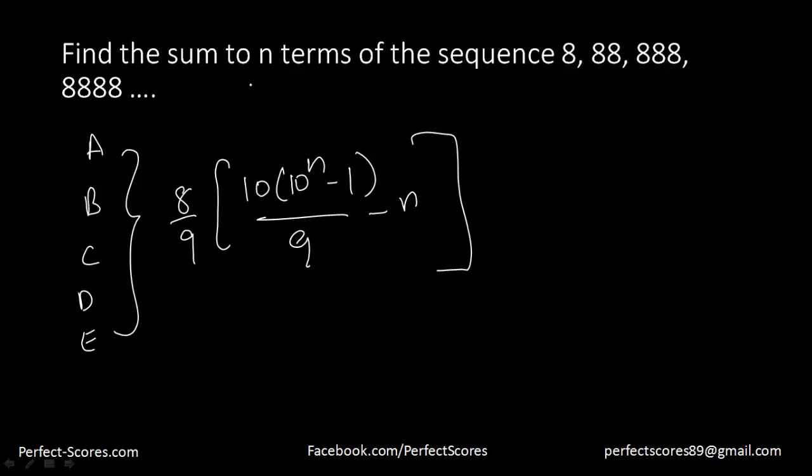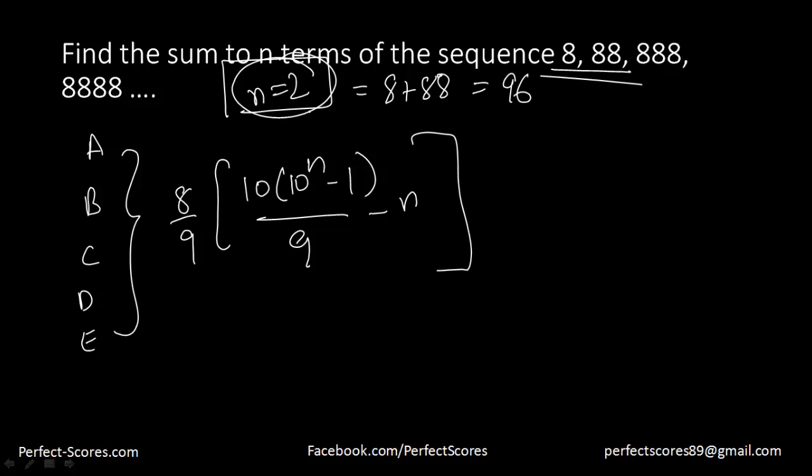What you can do is plug in n equal to 2. If n is equal to 2, then I just have these two terms, and the sum is 8 plus 88, that is equal to 96. That means by plugging in n equal to 2, my answer is supposed to be 96. So this is how you do this question when it comes to a multiple choice question. When n is equal to 2, the sum is supposed to be 96.